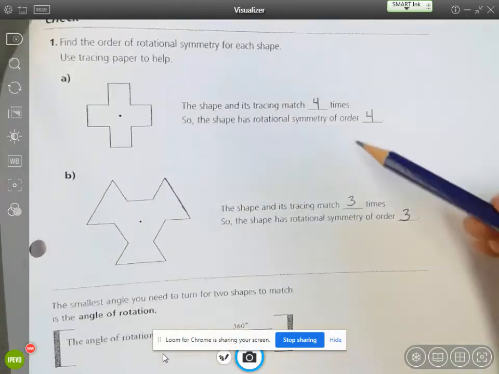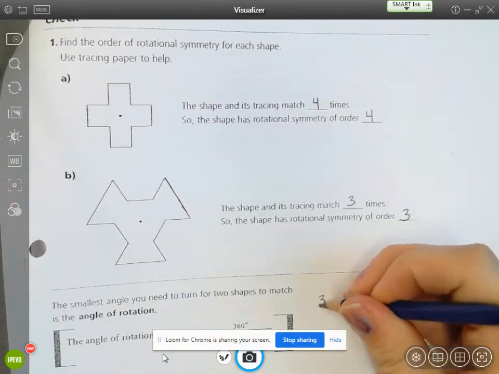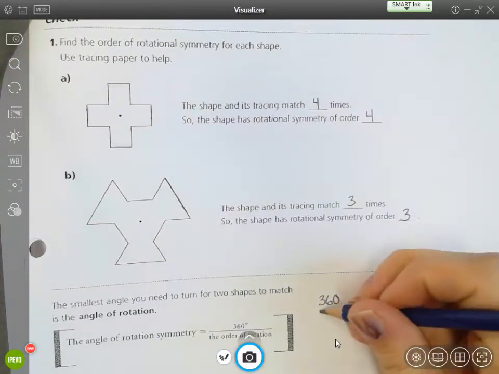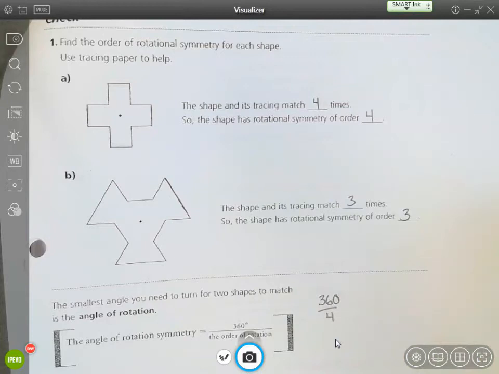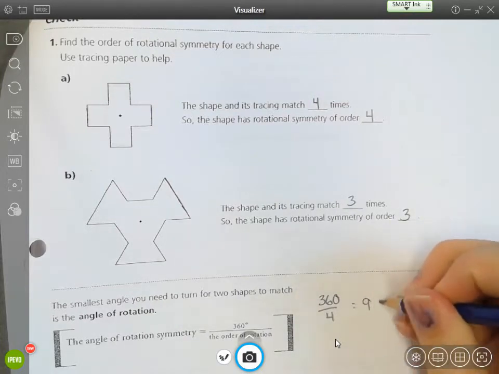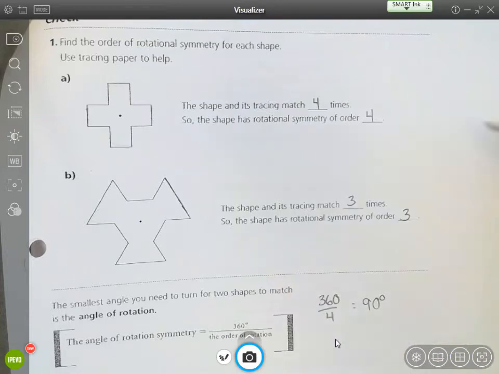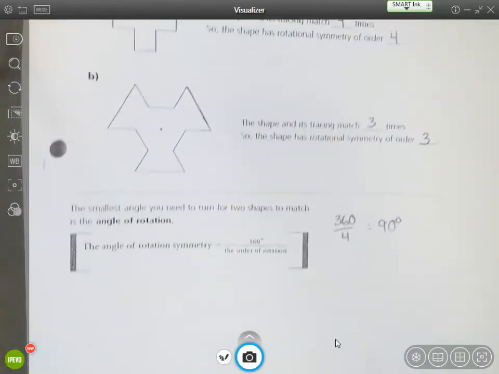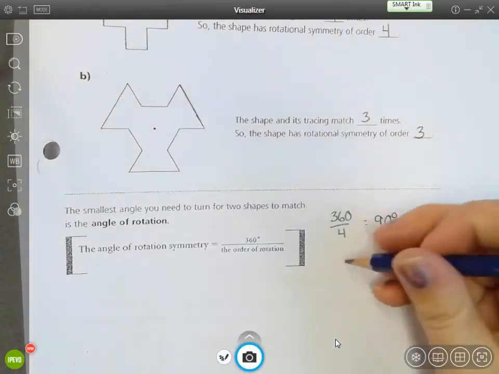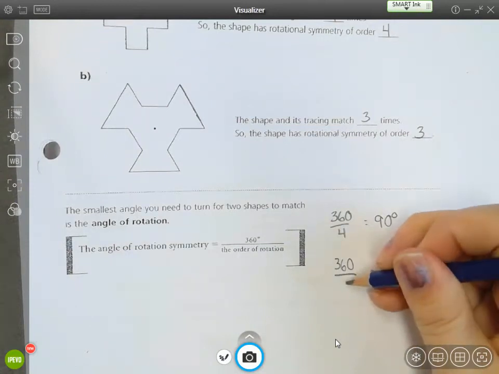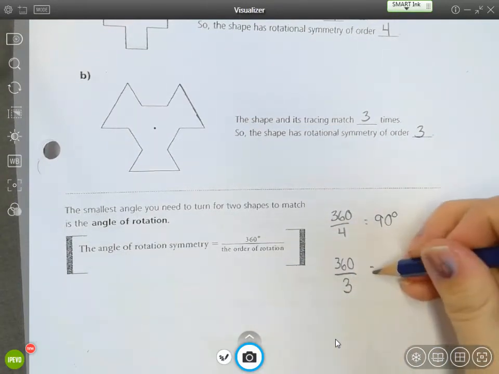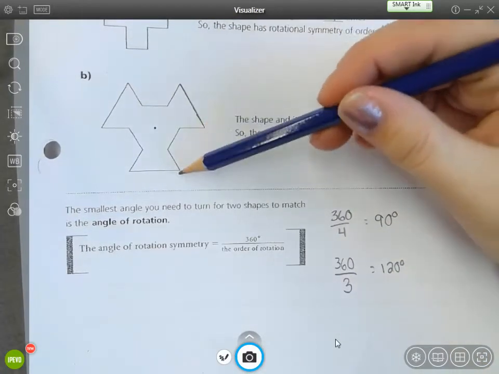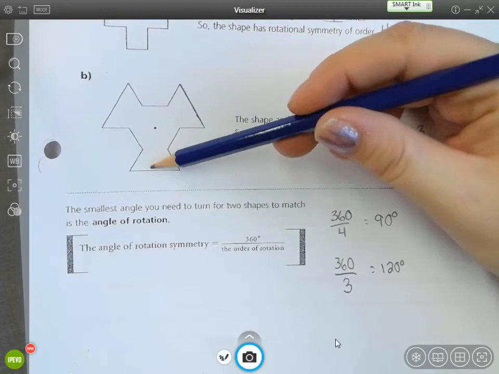So if I went back to this first example, I would be saying that it is 360, and I am dividing 360 by 4 because it spins on itself 4 times, which would tell me that I have an angle of rotation of 90 degrees. So every 90 degrees, it lines up and lands on itself. For the second one, I would be saying 360 divided by my order, which was 3, which would give me 120 degrees. So that means that to turn from this to here, I had to move it 120 degrees.